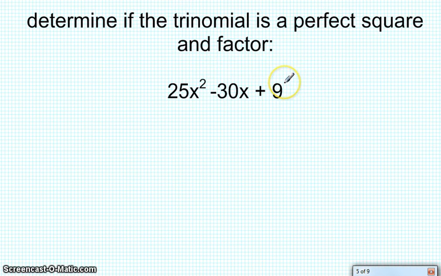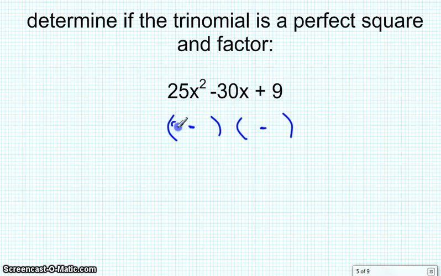Now in the next example, you can check again. Well, this 9 is a perfect square. 3 is the square root of 9. And 25 is a perfect square. It's a perfect square of 5. So I can do this one also using the same method because 5 times 3 is 15 times 2, and that gets me 30. Now if you notice in this one there's a negative here. And if there's a negative in front of the b term, that means that my two binomials are going to be negative. Other than that, you factor the same way.